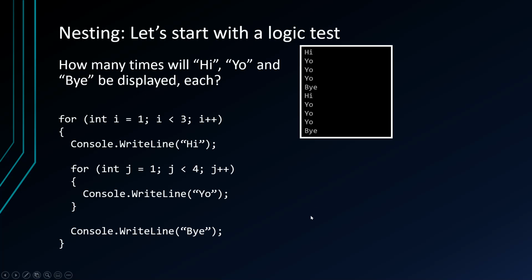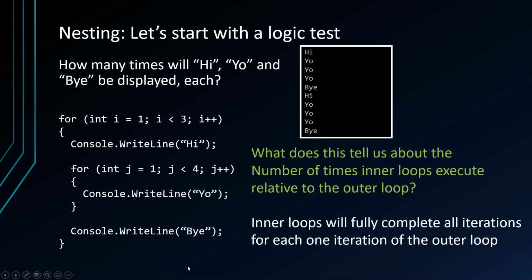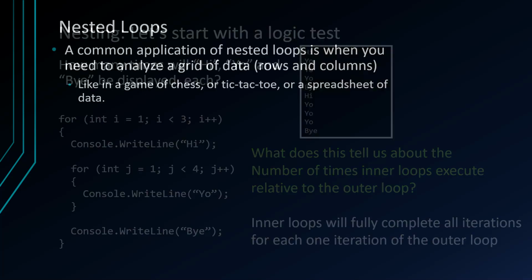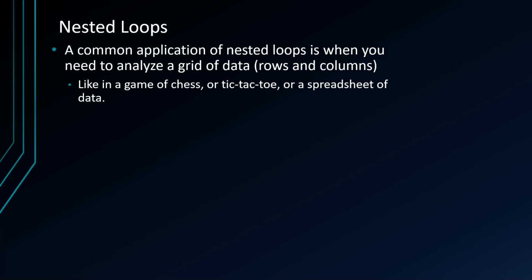There we go. So that's what it actually should be. So we can see that the inner loop will fully iterate completely for every one iteration of the outer loop. That's why I say when you start doing nesting with loops, this can get exponentially large in terms of how many times the inner loops will execute.